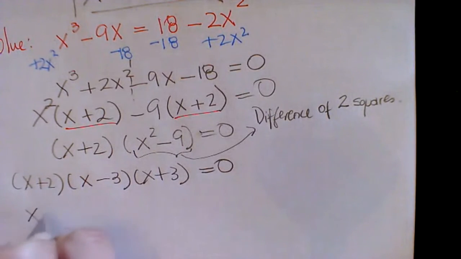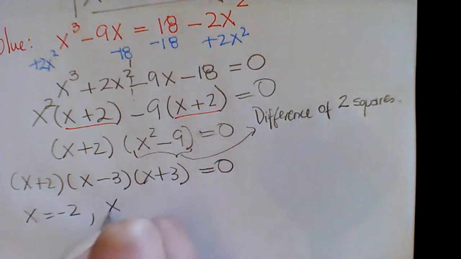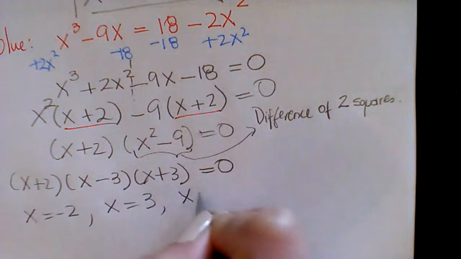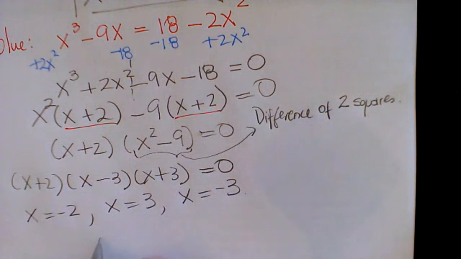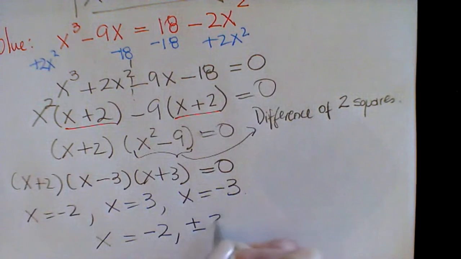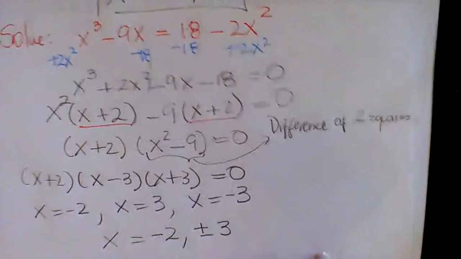So one x is going to be equal to negative 2. Another one is going to be equal to 3, and another one is going to be equal to negative 3. So x is equal to negative 2, comma, and plus or minus 3.